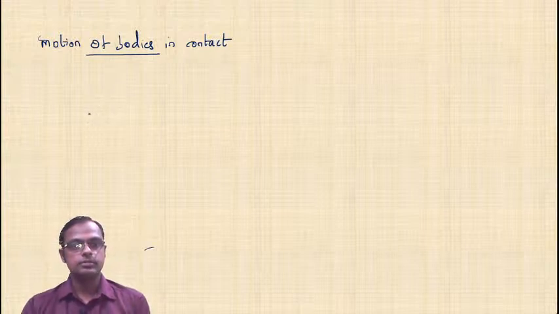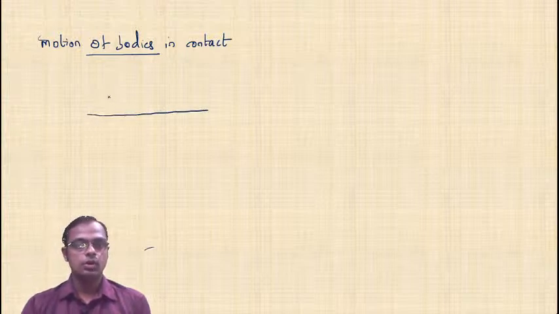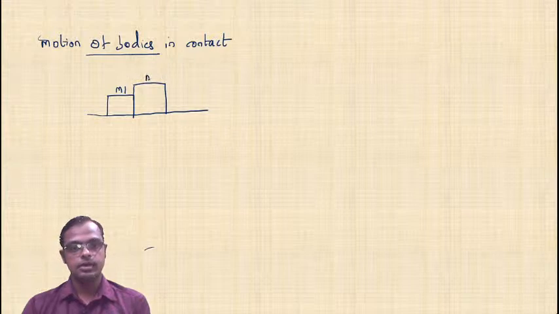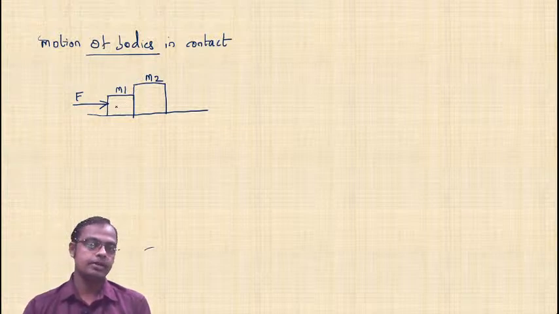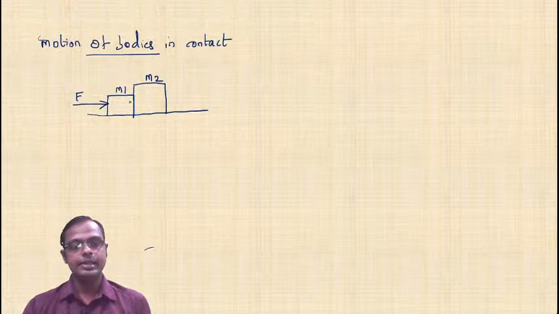For that, just imagine a surface. On the surface, there are two bodies kept. Say this is M1 and this is M2. Now, someone is pushing with a force here. A pushing force is applied here. So this is F. A force is applied on the mass M1. But M1 and M2 are now in contact.